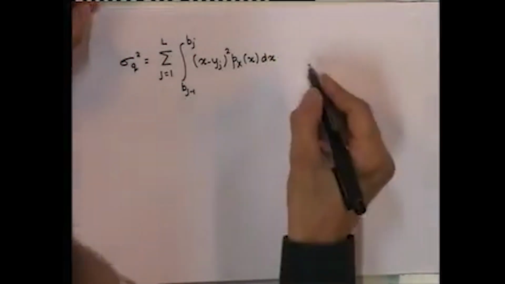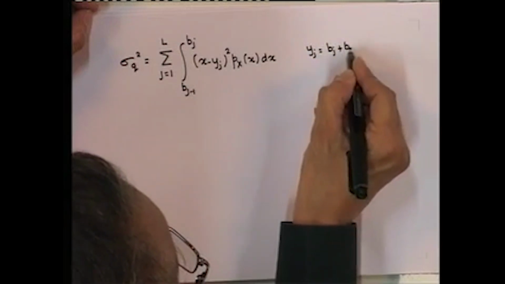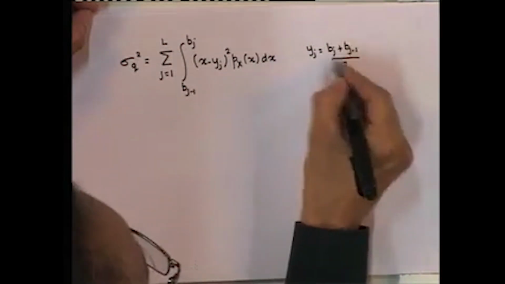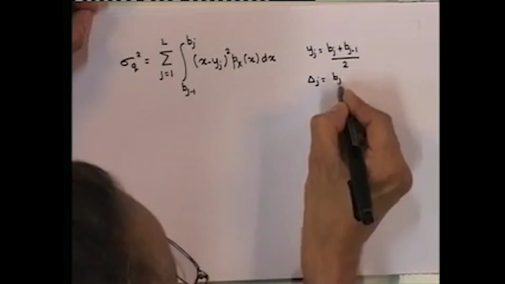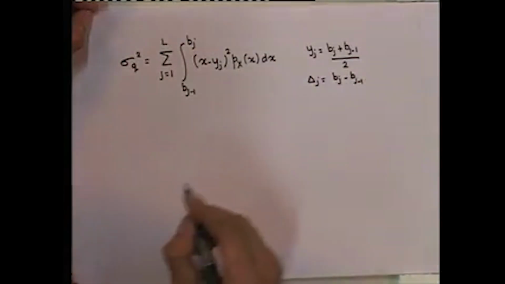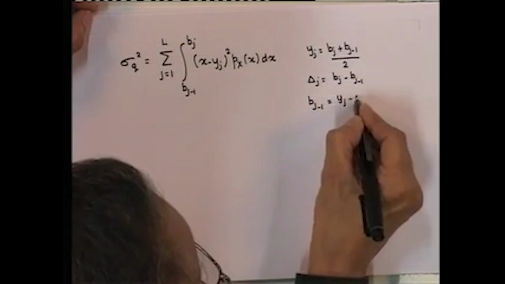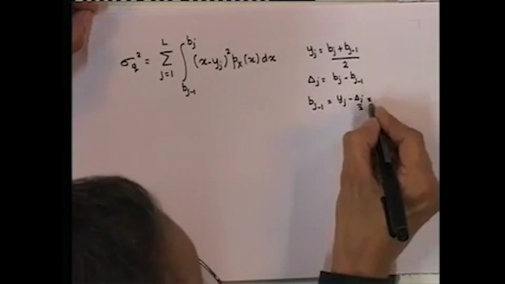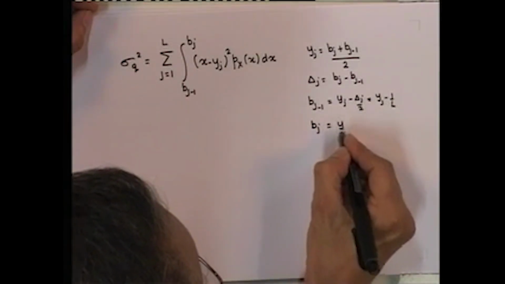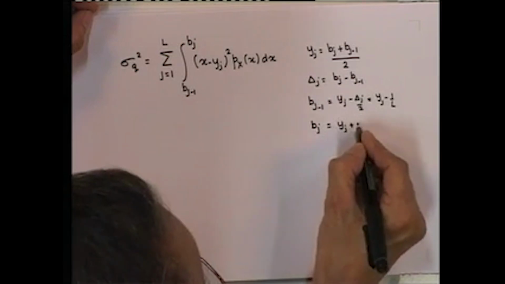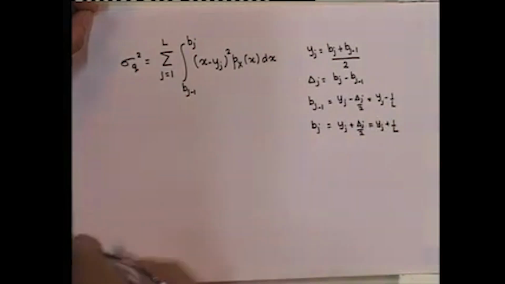Now, in our case, y j is equal to (b j plus b j minus 1) by 2, that is the mean value of the decision boundaries. Delta j is equal to b j minus b j minus 1. b j minus 1 is equal to y j minus delta j by 2, which is equal to y j minus 1 by L, and b j is equal to y j plus delta j by 2, which is equal to y j plus 1 by L.